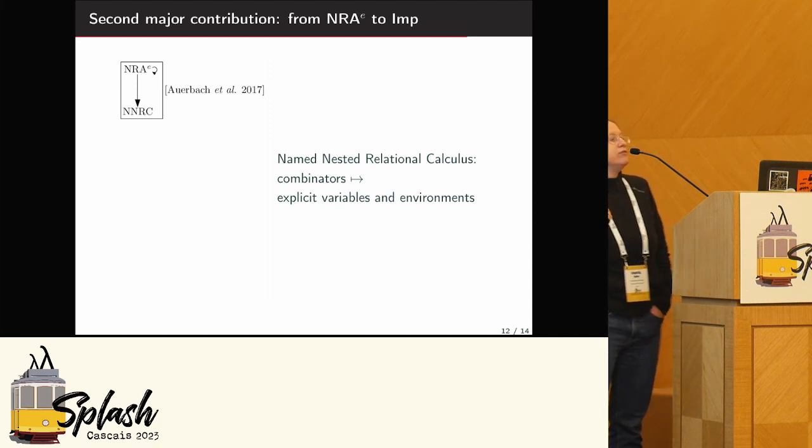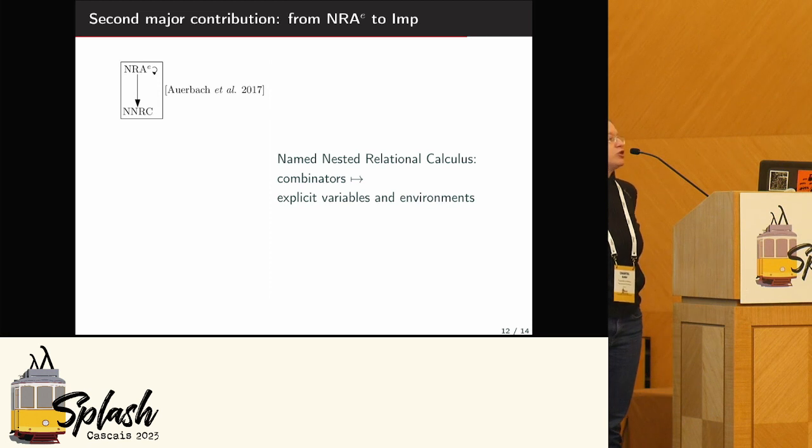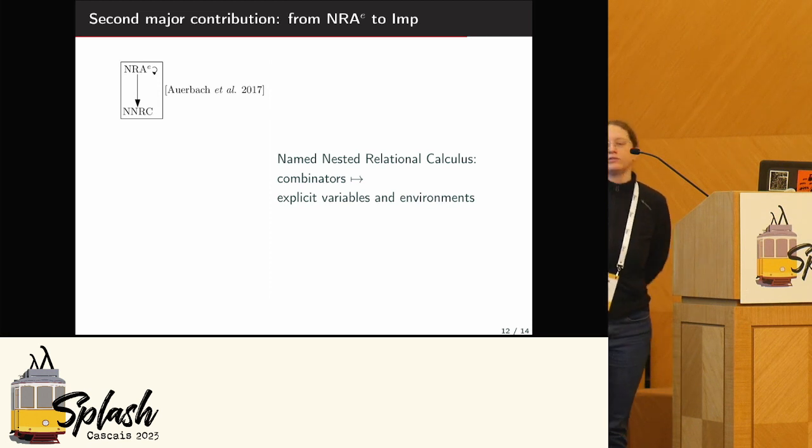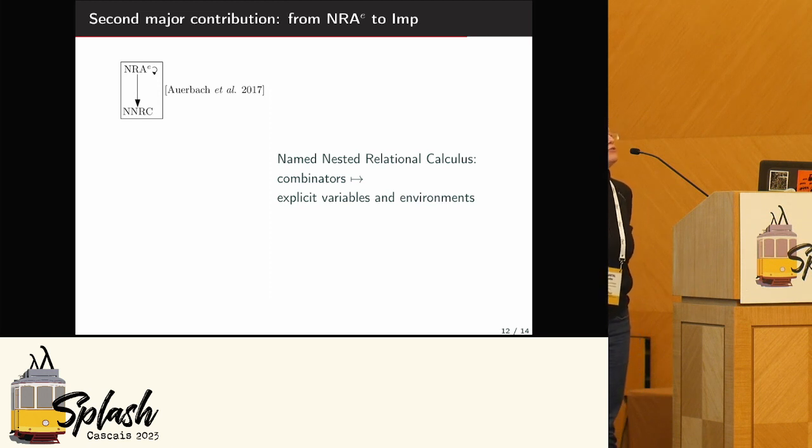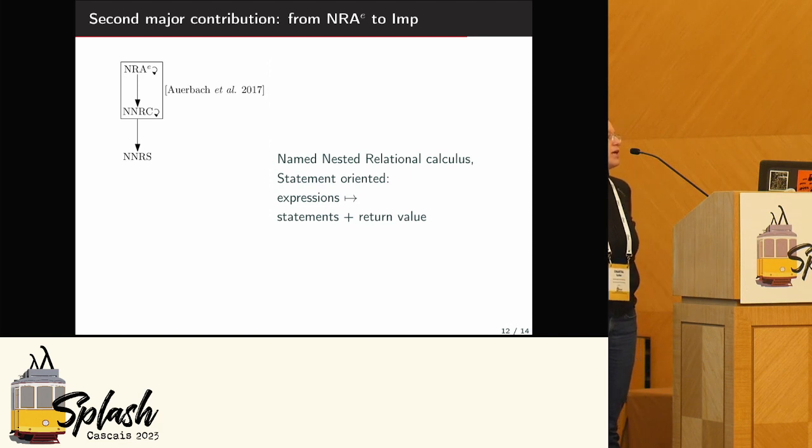So we first go to a named nested relational calculus. I didn't say it, but in nested relational algebra, everything is defined using combinators instead of variables. So in NNRC, we are going to make variables and environments explicit. That's the first step. The second step is to replace expressions with statements.